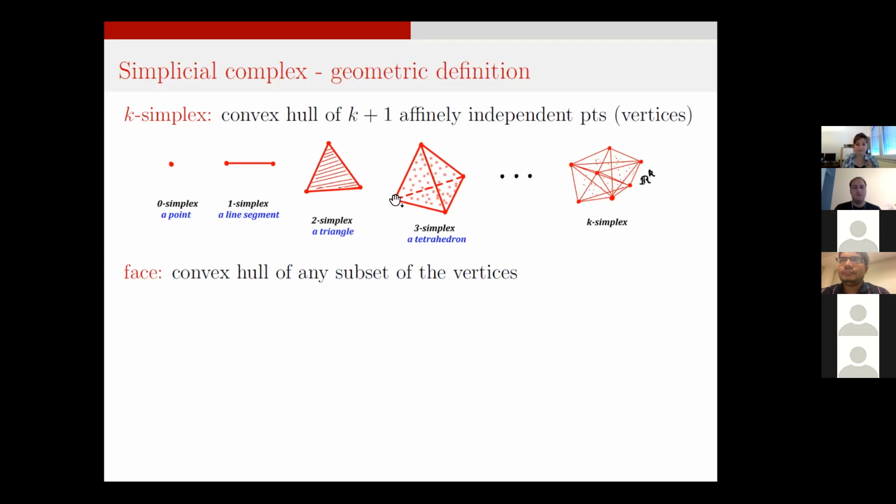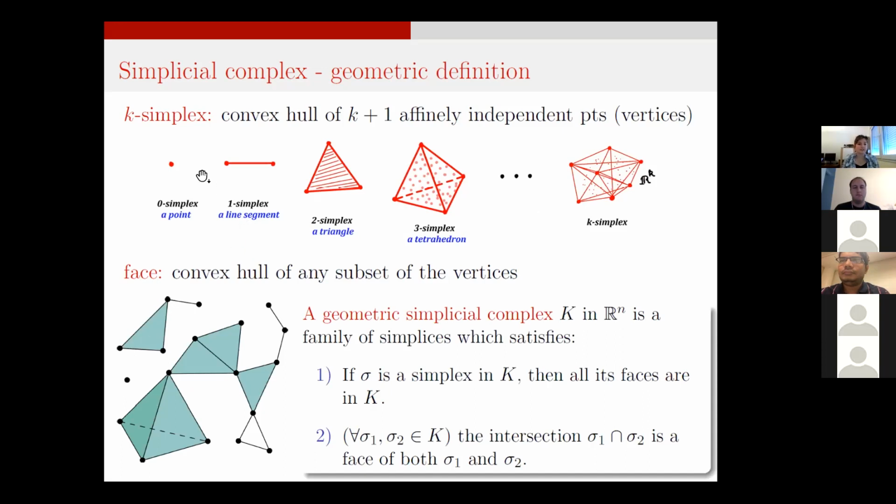And how do we build? Well, we just take a bunch of those and we glue them in a nice way. And to be formal, we say that a simplicial complex K is a family of simplices, so that whenever we put a simplex, let's take this tetrahedron, in our complex, we put all its faces too. So that's the first condition. And the second condition says that whenever we have 2 simplices, let's say these 2 triangles, their intersection is nice. Their intersection is a proper face of both of them. So we cannot partially glue them.